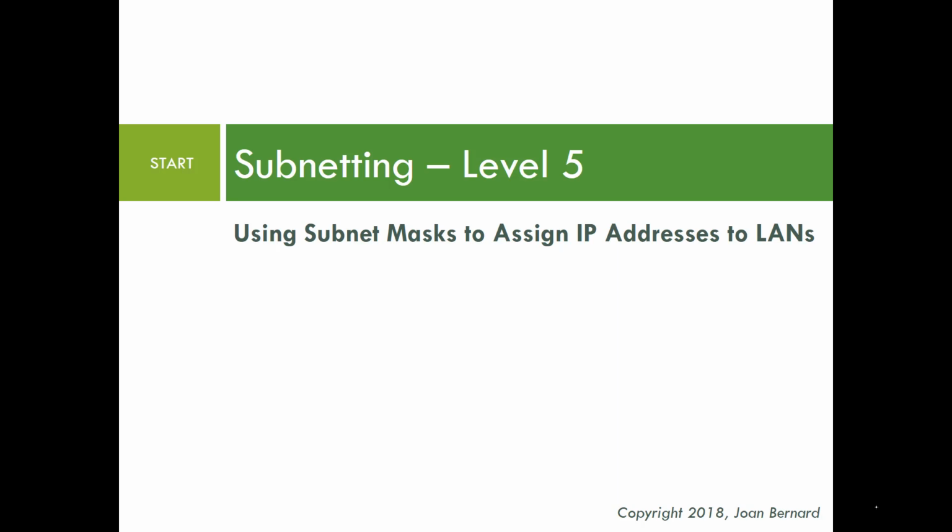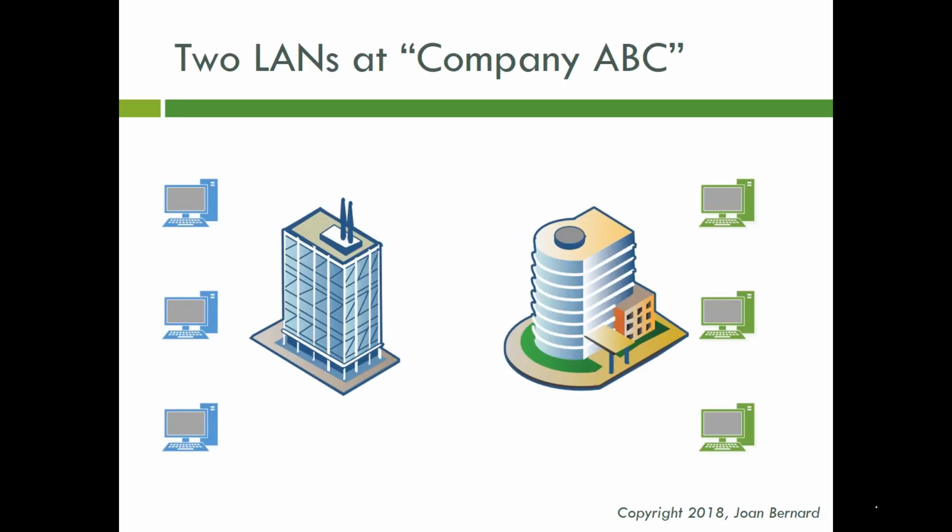Welcome to Subnetting Level 5, using subnet masks to assign IP addresses to LANs. Let's take a look at Company ABC. Company ABC operates its business out of two buildings that are next to one another.